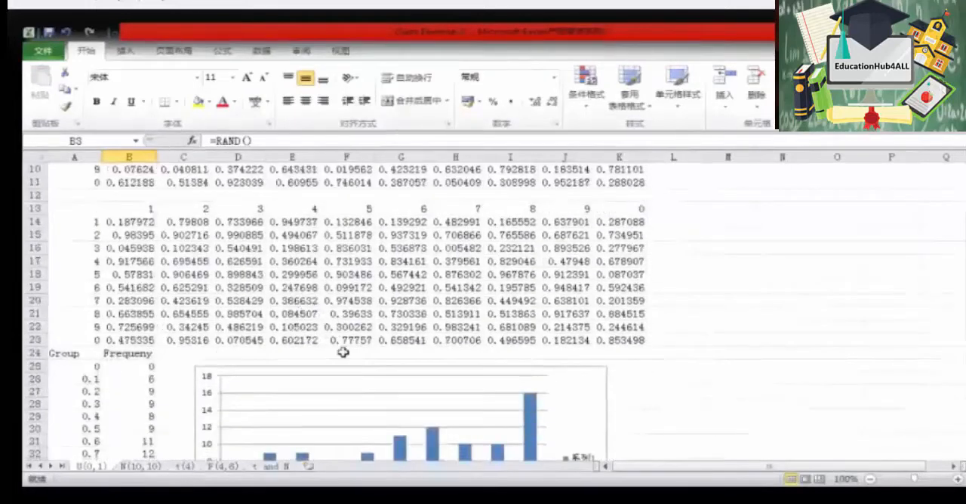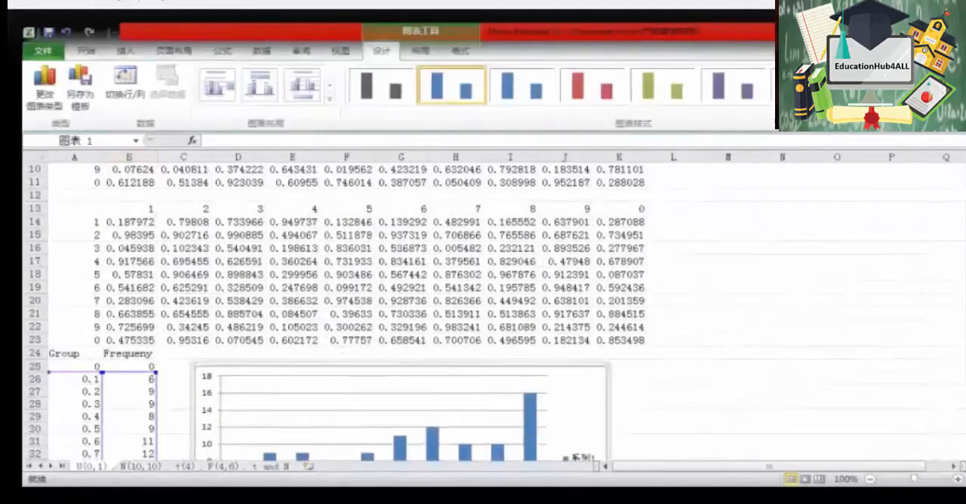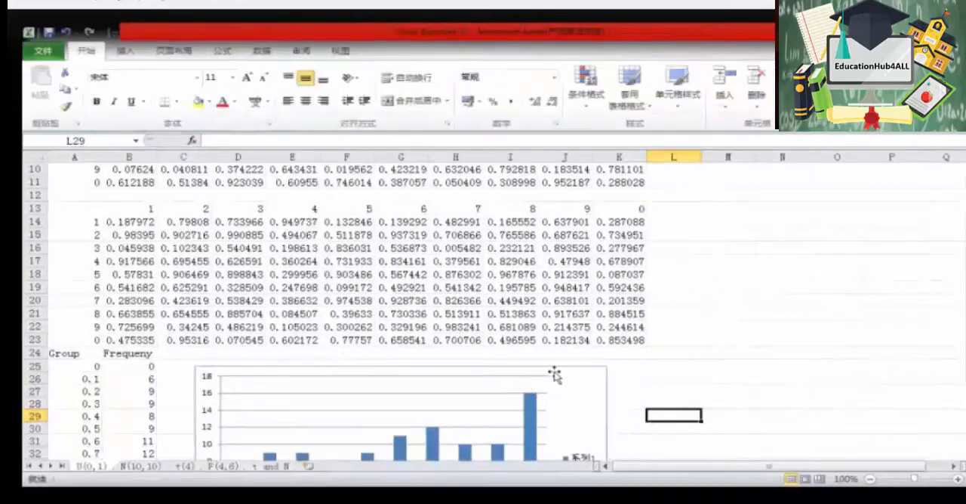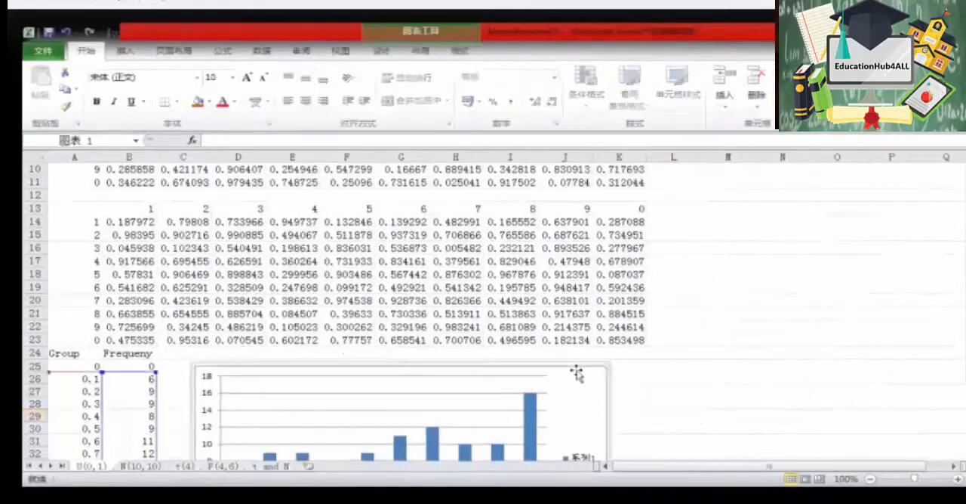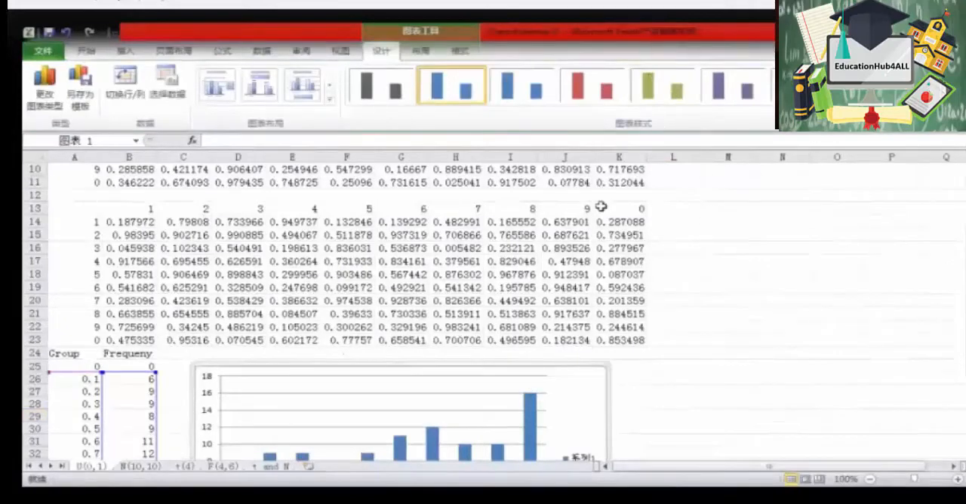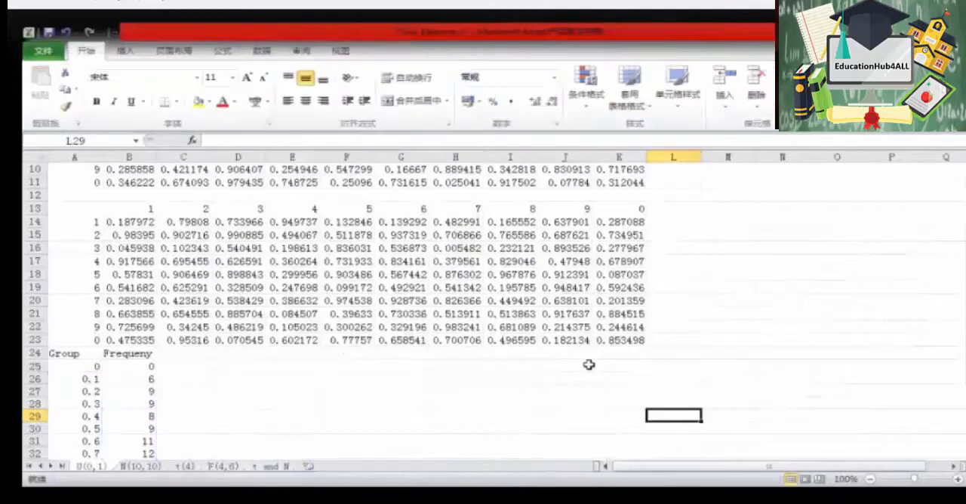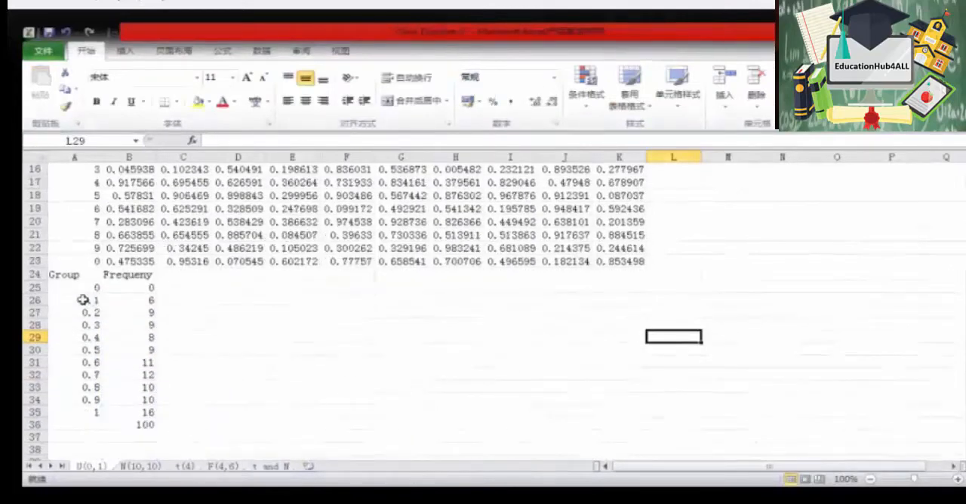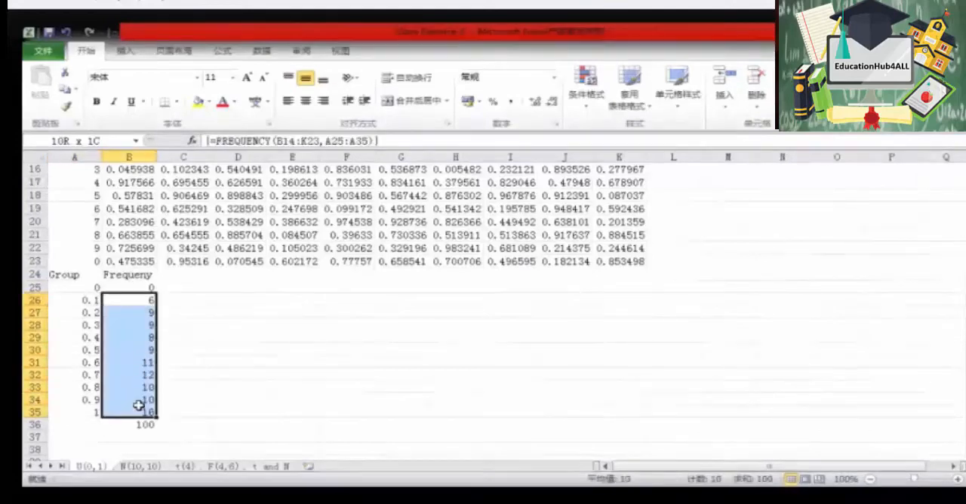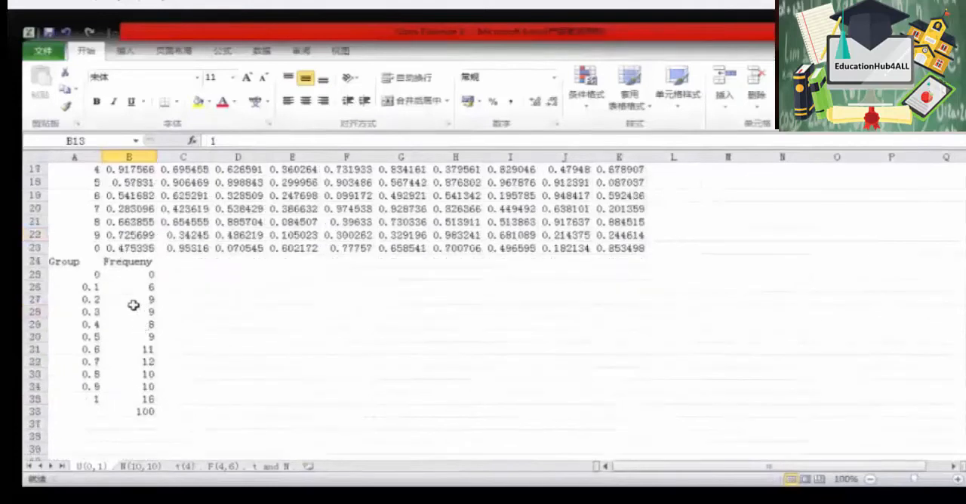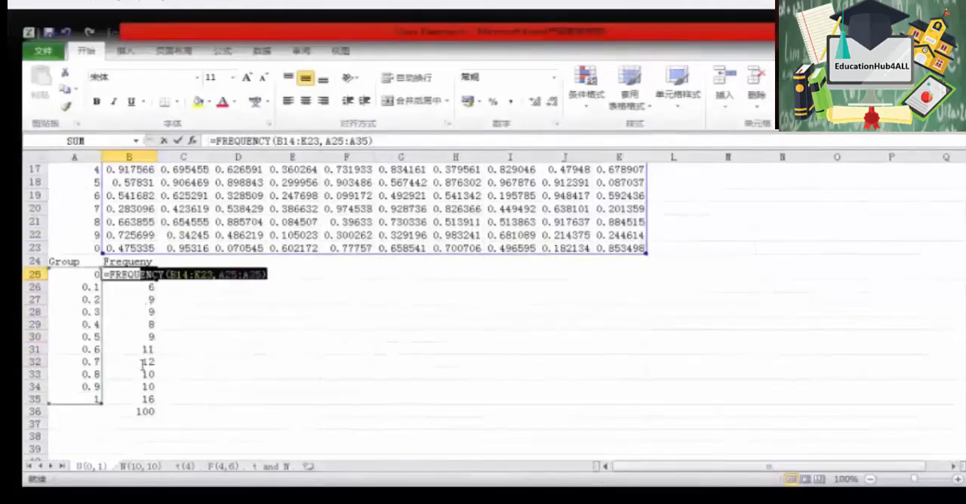So now let's say we want to make a frequency graph on the 100 data points. All these values, I make 10 groups. The group values are from 0 up to 1, and the group size is 0.1. Do you remember how to find the frequency here?